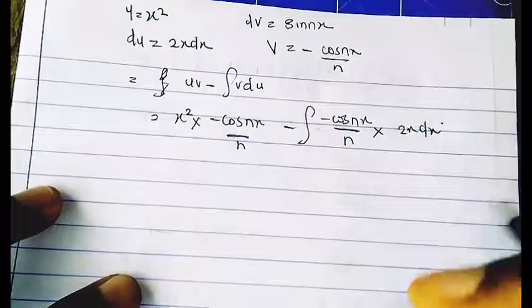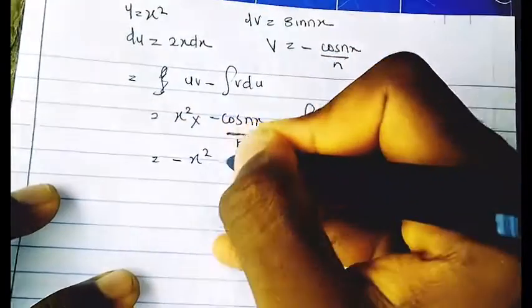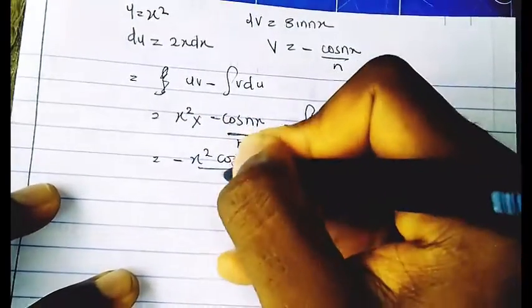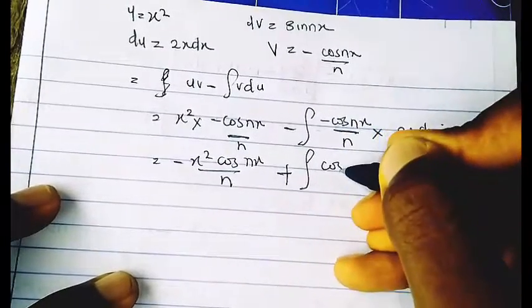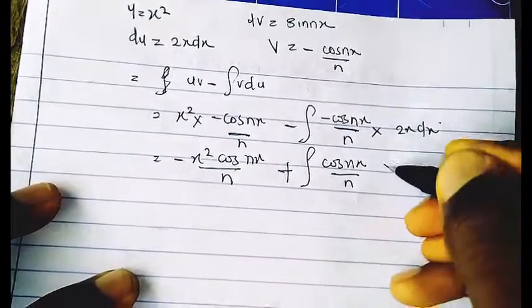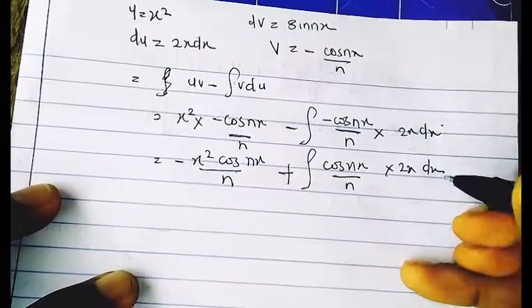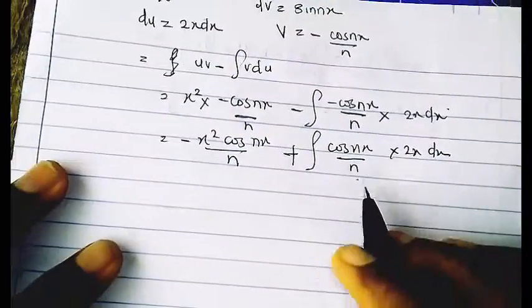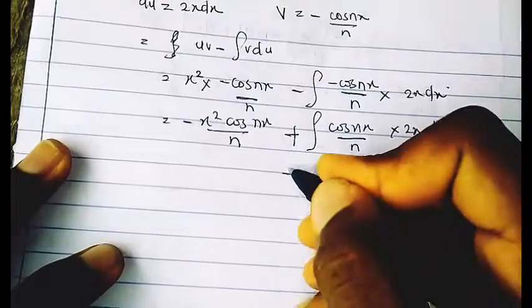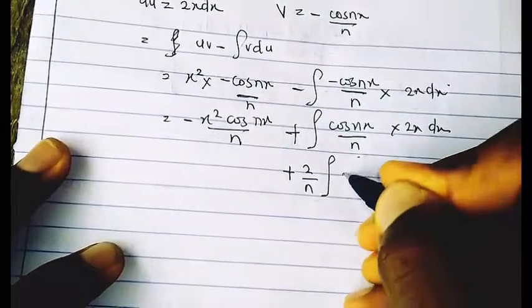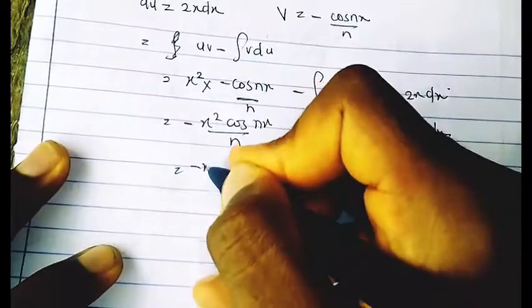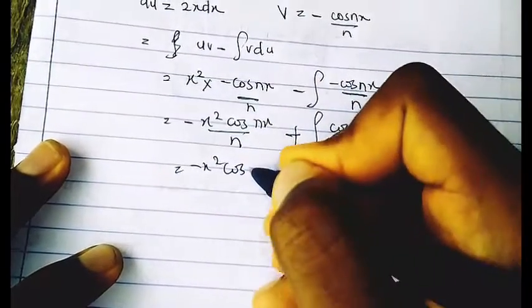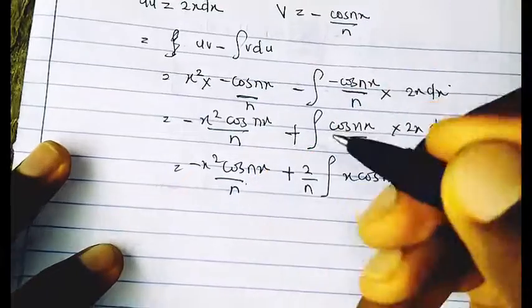So let me just rearrange this. This is minus x squared cos nx over n plus integral cos nx over n times 2x. Since 2 and n are both constants, take them to the front of the integral sign. So this is 2 over n integral x cos nx dx. So this is minus x squared cos nx over n.